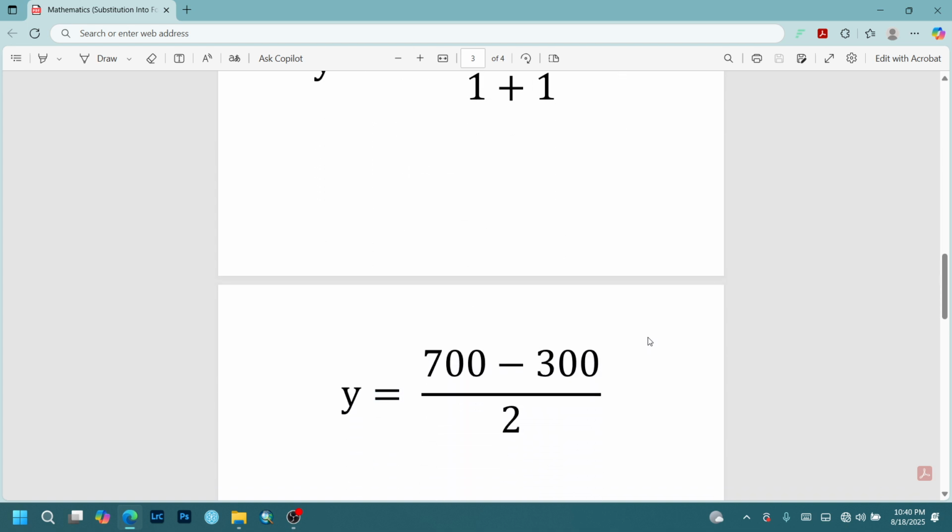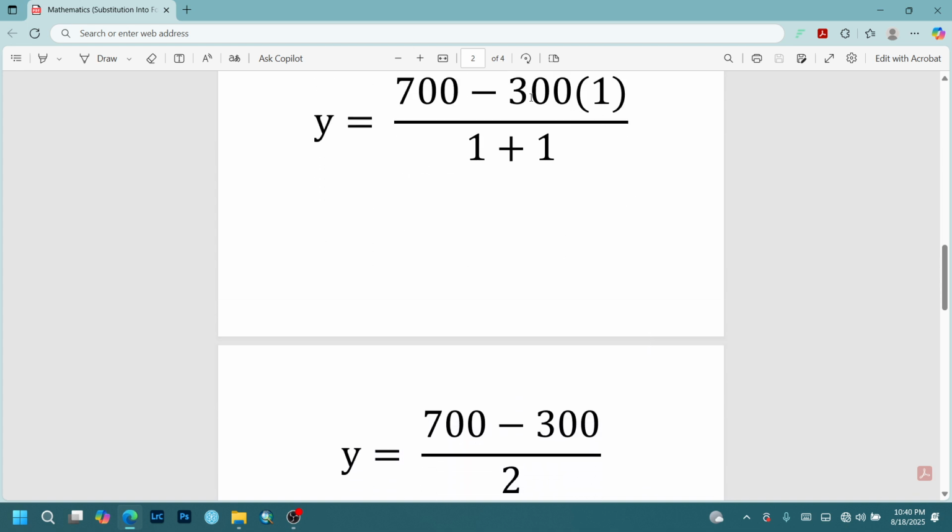So 300 multiplying 1 is 300, right? Any number multiplying itself is that same number, right? So like any number multiplying 1 is that same number.